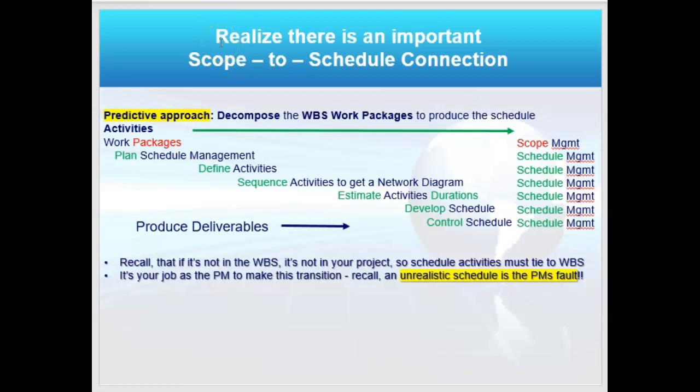And so we want to realize that there is an important scope to schedule connection. Remember, scope left off with the work packages. I said the work packages were the lowest level of the work breakdown structure. That's where scope ends. We still decompose from the work packages, but now they're called activities, and that's all schedule management, right? I just wanted to go over that. Also, I wanted to say, be very careful, not just with scope, but with schedule, right? An unrealistic schedule is the project manager's fault.